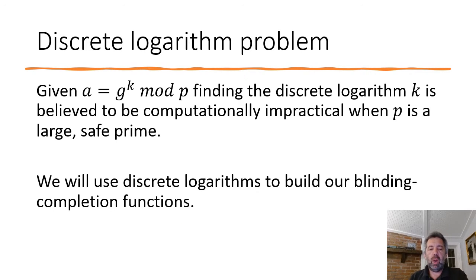The discrete logarithm problem is that given A equals G to the K mod P, finding K is computationally impractical as far as we know, if P is a large, safe prime. If P is not a safe prime, there is a risk that P minus 1 might have many small factors, and when this is the case, there are some potentially practical attacks against the resulting crypto system. So we're going to use discrete logarithms to build our blinding completion functions.